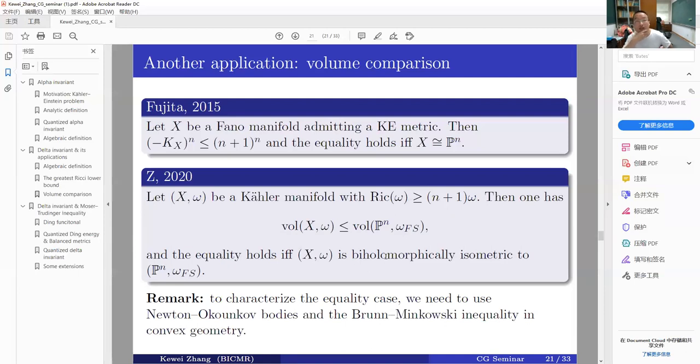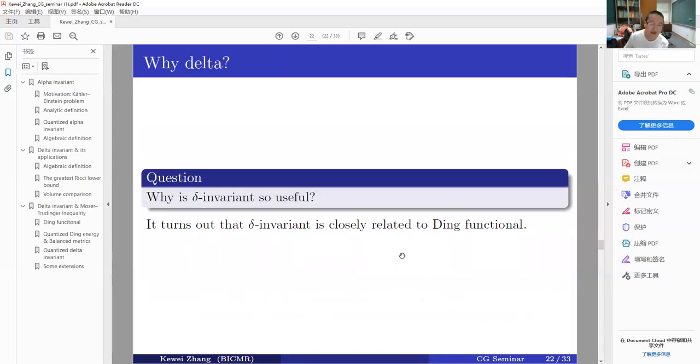This is very much like the stability result in Riemannian geometry. In Riemannian geometry, when you have positive Ricci curvature and the volume of your manifold is very close to the sphere volume, then your manifold is diffeomorphic to the sphere. That's a classical Riemannian result. In Kahler geometry, one has similar results, but the proof, interestingly, is quite different. Our strategy is quite algebraic. This is an interesting point. It would be interesting if one can find a more classical proof for such results. Okay, so the question is, why is delta so useful?